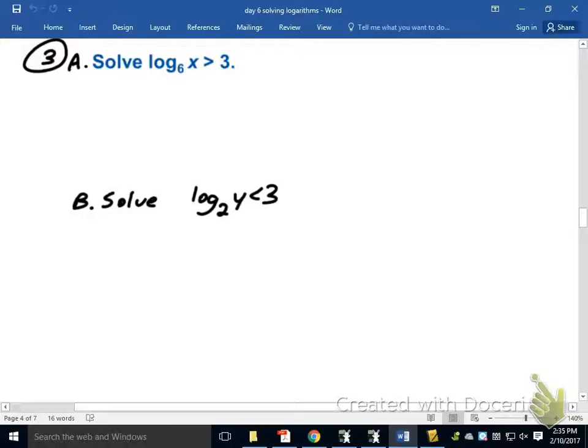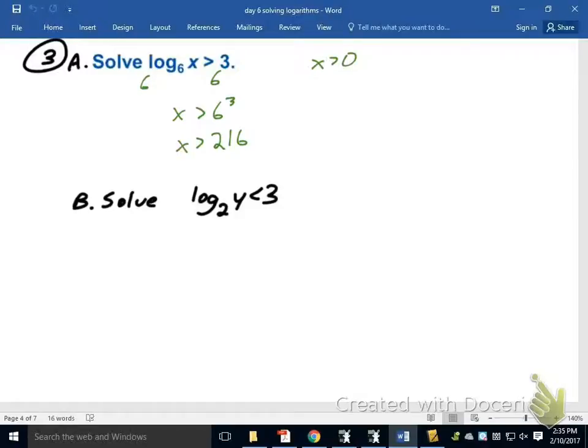So inequalities are really just the same thing. What I'm going to do here is I'm going to put 6 as my base on both sides, so I get x is greater than 6 to the 3rd power. And 6 to the 3rd power is 216. Now, before I circle it up as my answer, let's consider, well, what I'm taking the logarithm of has to be greater than 0, so x needs to be greater than 0. That actually plays well with this answer. Any number that's greater than 216 is going to be greater than 0, so this is going to be my answer.